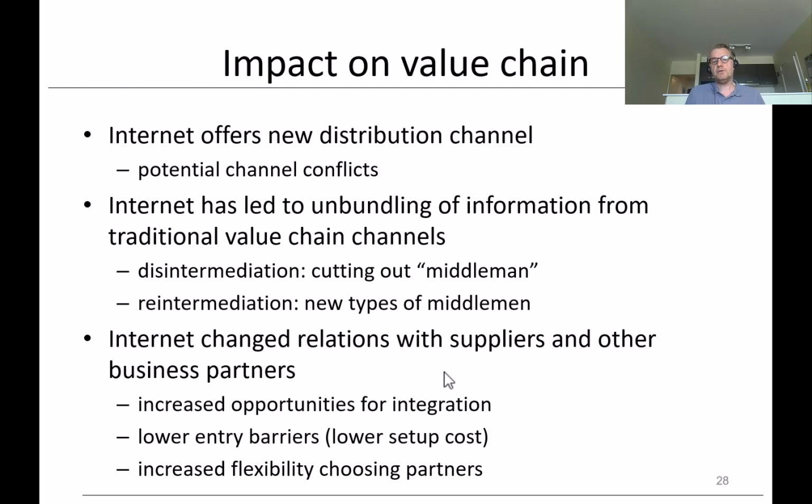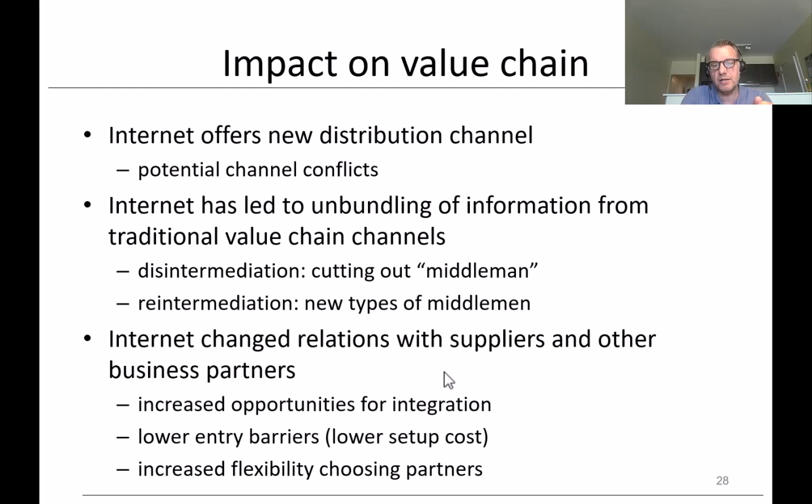What's the impact on the value chain? Well, the internet offers an entirely new distribution channel. Nike, for example, can set up a website, and because of the internet, once it's set up the website, it can start directly selling on its website. So it no longer needs to ship the Nike shoes to the distributors, to the retailers, and from there to the customers, because now Nike can directly sell on its website, which creates a channel conflict because obviously the distributors of Nike will not be happy when they see that Nike shoes are now directly being sold on the website. The retailers will also not be happy.